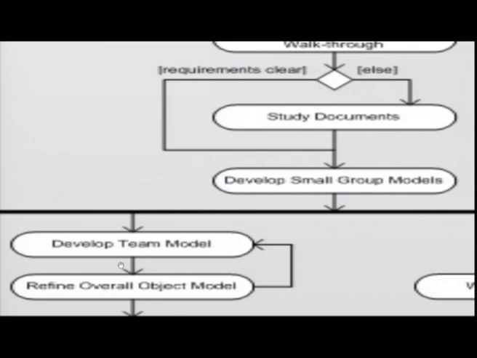When you develop small group models, you develop a team model. A team will be somewhere around 5 to 7 people. After you create a team model, usually there will be refinements, because the architect will be giving you certain guidelines, and the project manager will be giving you certain refinements. So you are supposed to refine your work. You refine the overall object model.